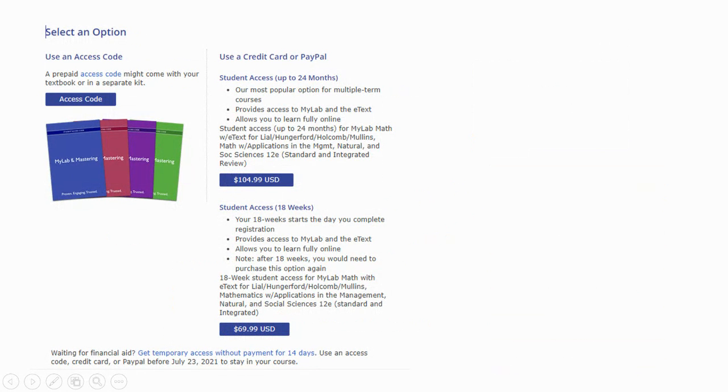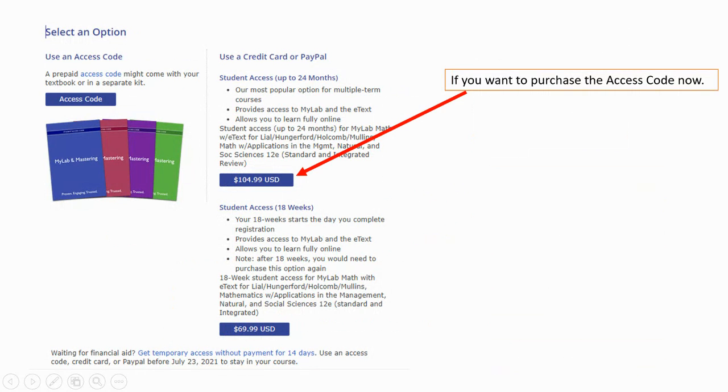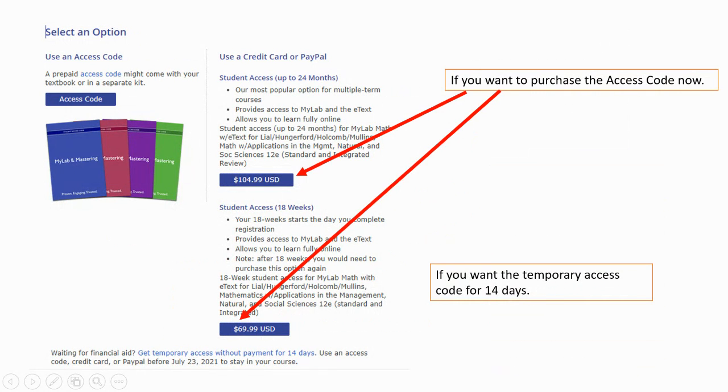Here's where you're going to have to pay for the access code. Either you're going to pay $104.99 or $69.99. The difference between these two is that the $104.99 is good for up to 24 months. The $69.99 is only for 18 weeks, which is like a whole semester. Now, if you don't have any money at the moment, you can actually get a temporary access code. You're going to click right here, that link there. Once you click there, you can have free access for 14 days.